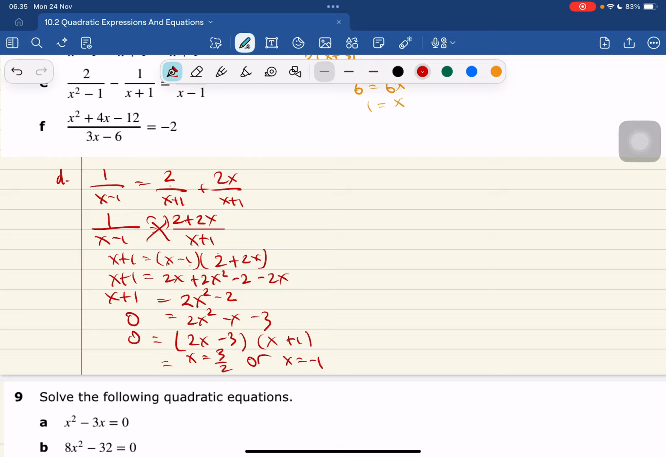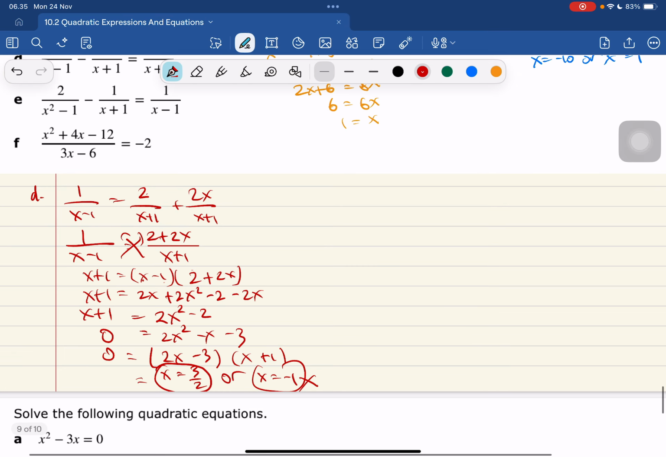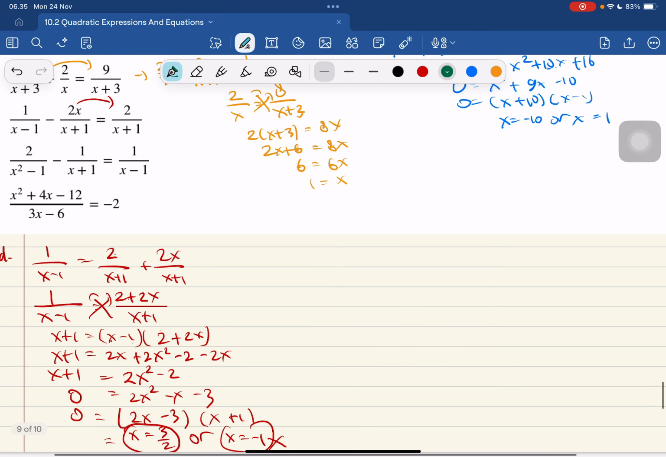Look at it. We got 2 over (x plus 1). If x is minus 1, it is going to be undefined, so we cannot use the second one. So x will be 3 over 2 only. Next, E.